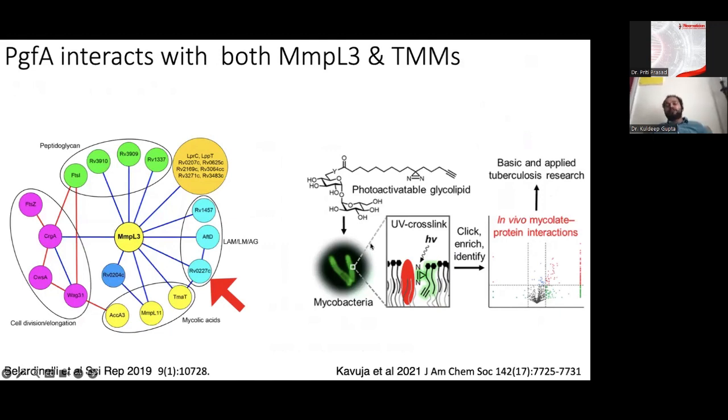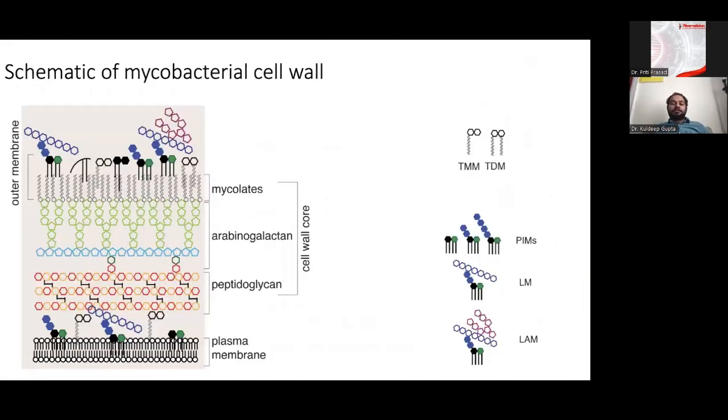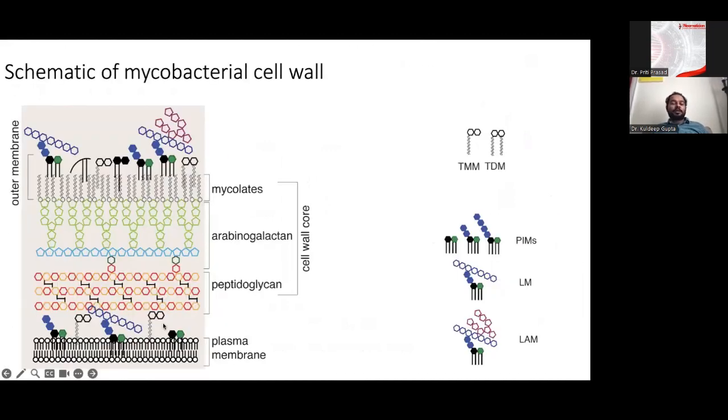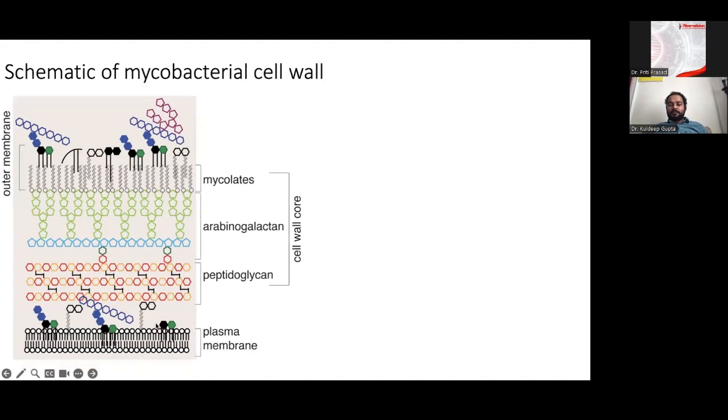MMPL3 is responsible for the synthesis of the mycobacterial membrane. So this is the mycobacterial cell wall, this is the plasma membrane, this is peptidoglycan, this is arabinogalactan, and this is mycolic acids. Mycolic acids are made from TMM and TDMs, which are the monomers, and stand for trehalose monomycolate and dimycolate. So MMPL3 flips TMM and TDMs from the cytosol into the periplasm.